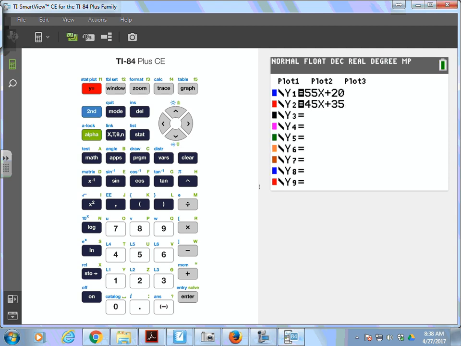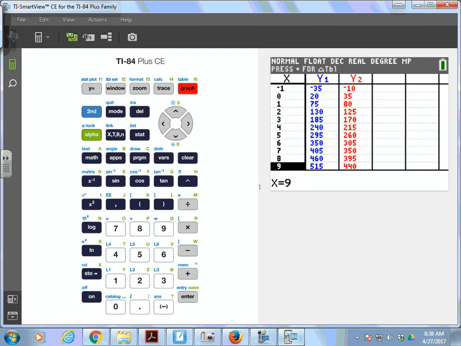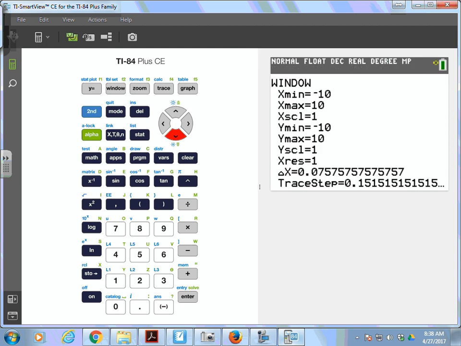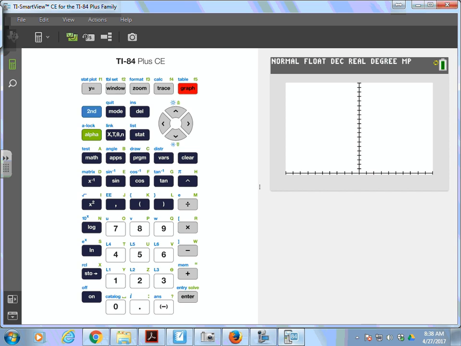All right, so after looking at our table, let's go up to 1,000 on our y-axis. So y max, I'm going to make it 1,000, which means I'll go by 50s on my scale. Okay, and graph it. All right, I guess I missed it. Okay, so I can see where these two lines intersect here.